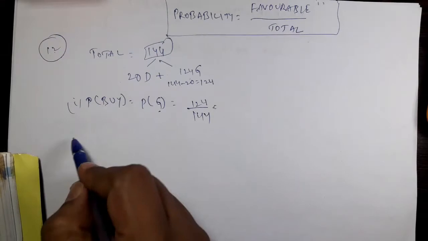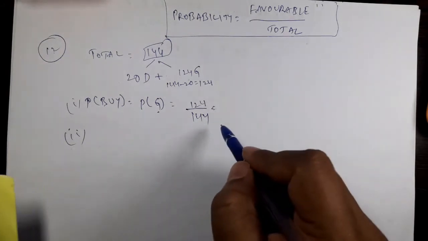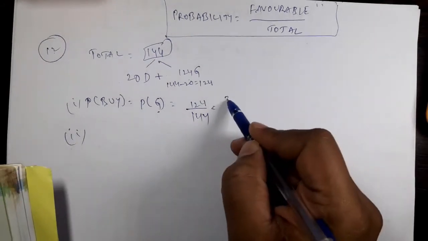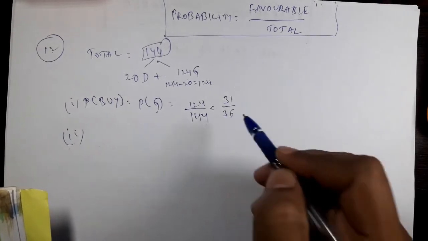This is the answer, right? Of course, you can simplify further, right? 31 by 36, right?